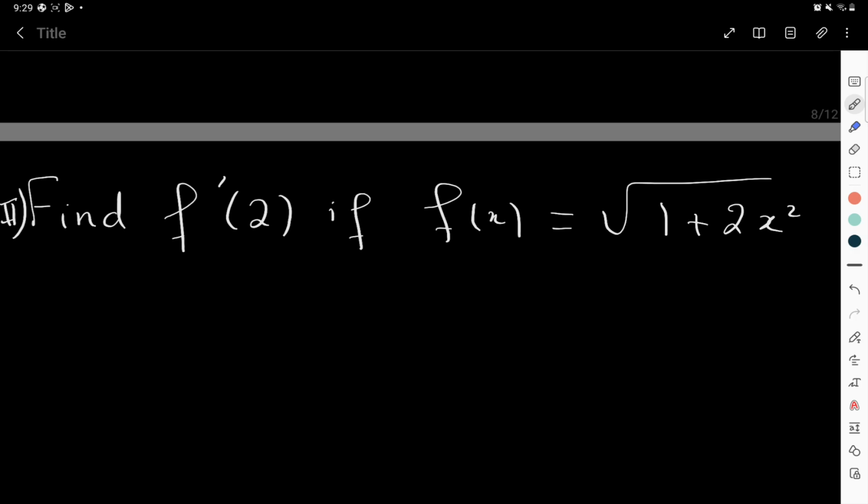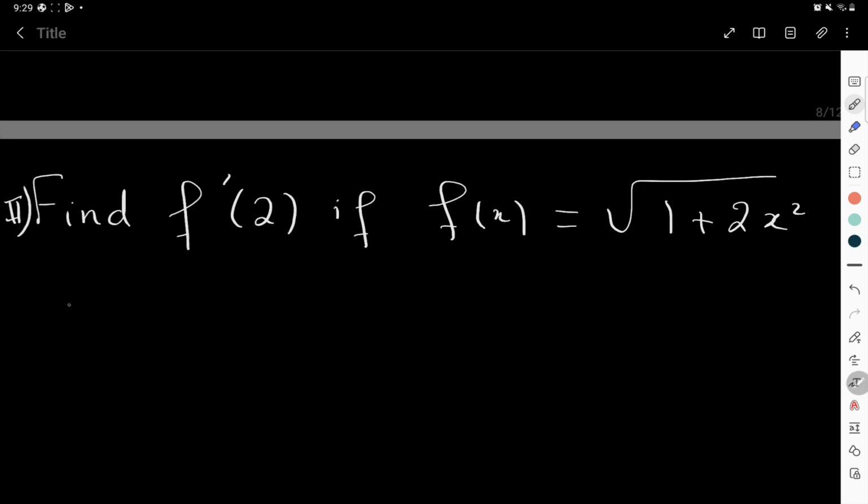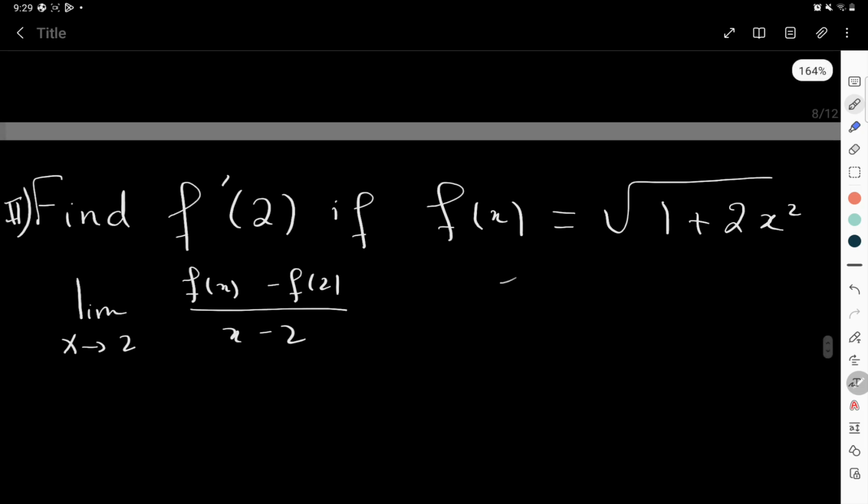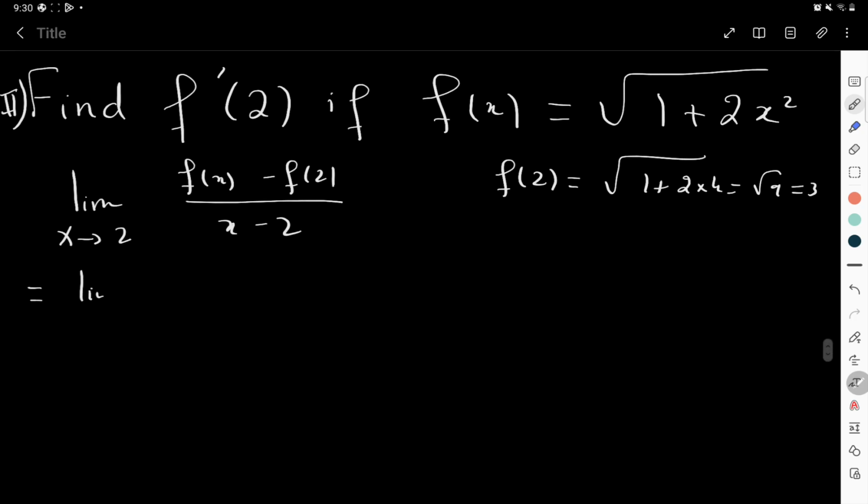Find f prime of 2 if f of x is the square root of 1 plus 2x squared. Here, I plan to do this with the other definition of the limit, with f of x minus f of 2 over x minus 2. Now, what is f of 2 here? f of 2 is root of 1 plus 2 times 4, which is root 9, which is 3. So it's the limit as x goes to 2 of square root of 1 plus 2x squared minus 3 over x minus 2. Of course, this is 0 over 0.